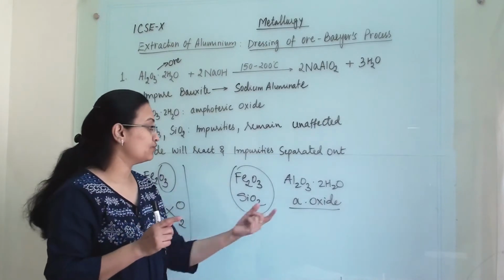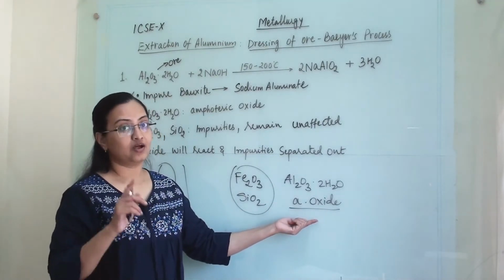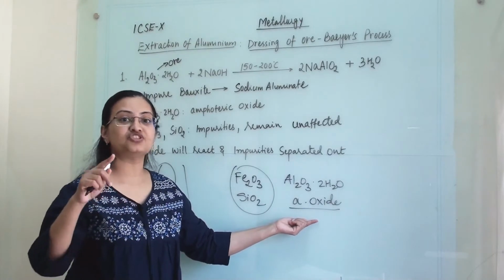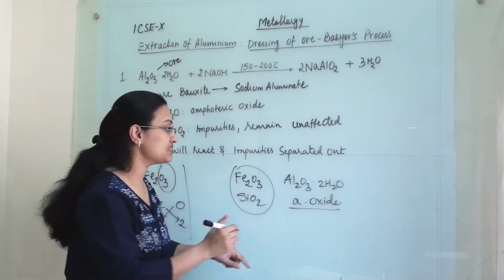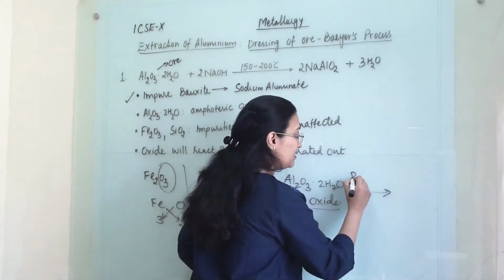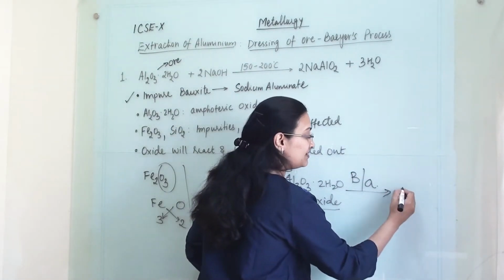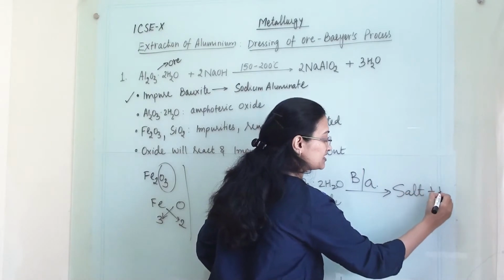Those oxides are known as amphoteric oxides. Now what are alkalis? Bases which are soluble in water are known as alkalis. So when this oxide reacts with a base or acid, what will they give? They will give salt plus water.